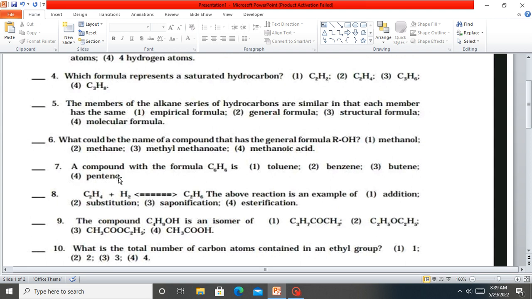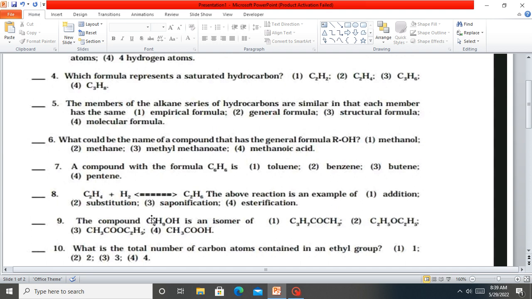Take this equation: C2H4 plus H2 giving you this. The above reaction is an example of an addition reaction, a substitution reaction, a saponification reaction, or an esterification reaction? This reaction is an addition reaction because we added 2 hydrogen atoms to 4 hydrogen atoms to get 6 hydrogen atoms. So the reaction here is an addition reaction.